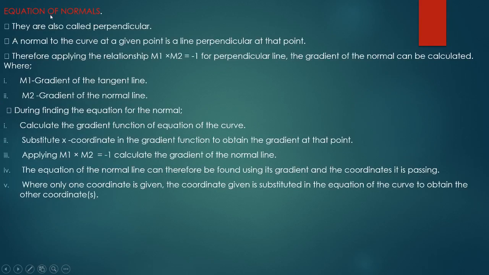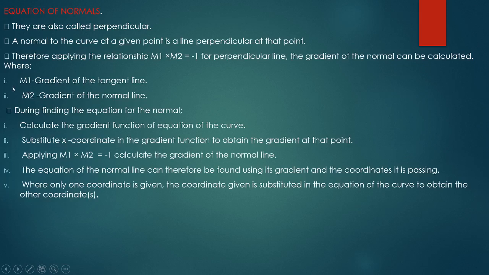Now we find how to find the equation of a normal. Normals are also called perpendiculars because these are perpendicular lines to the tangents. A normal to the curve at a given point is a line perpendicular to the tangent at that point. Therefore, we apply the relationship m1 times m2 equals negative 1 for perpendicular lines that we learned in Form 2, for us to be able to find the gradient of the normal.